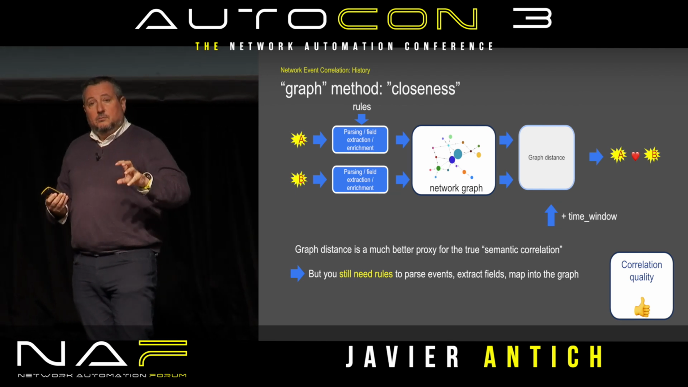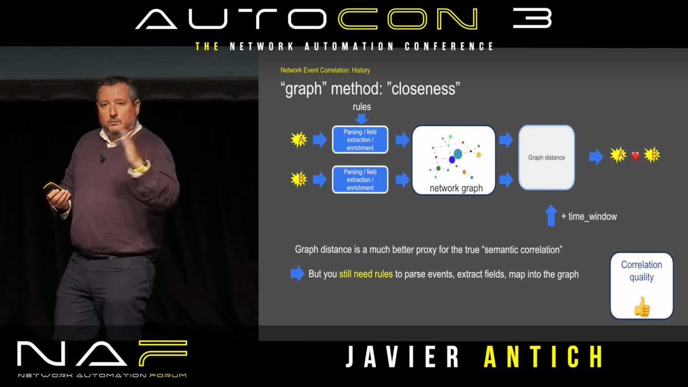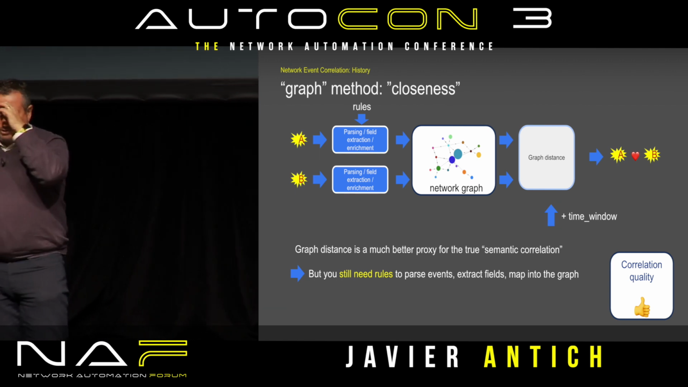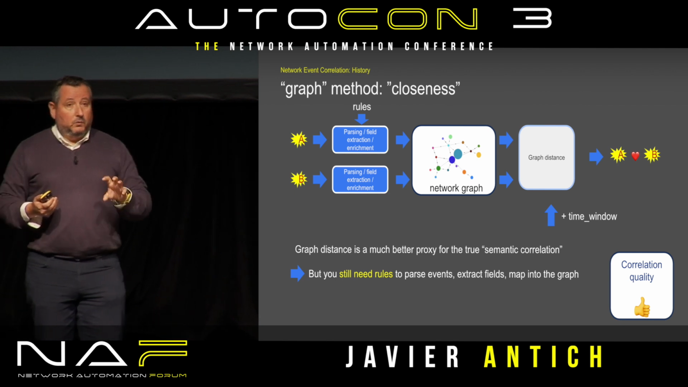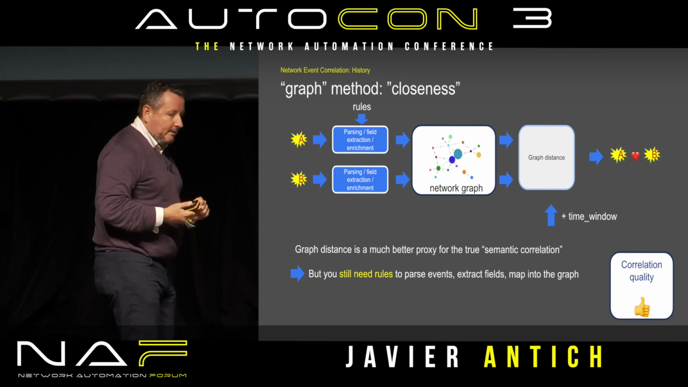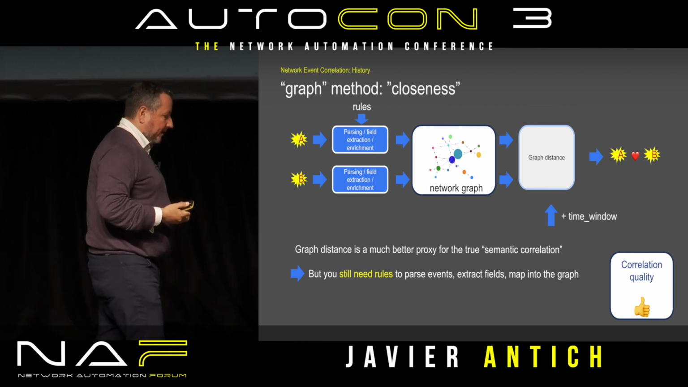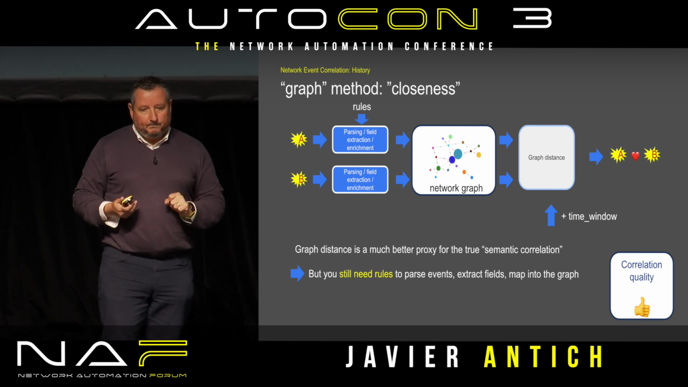But still, you have to create all those rules to do the mapping between the incoming events, especially if they are unstructured, like syslog messages, to your network graph, right? But this is actually a quite good mechanism to do correlation, by the way. I like it a lot, right?